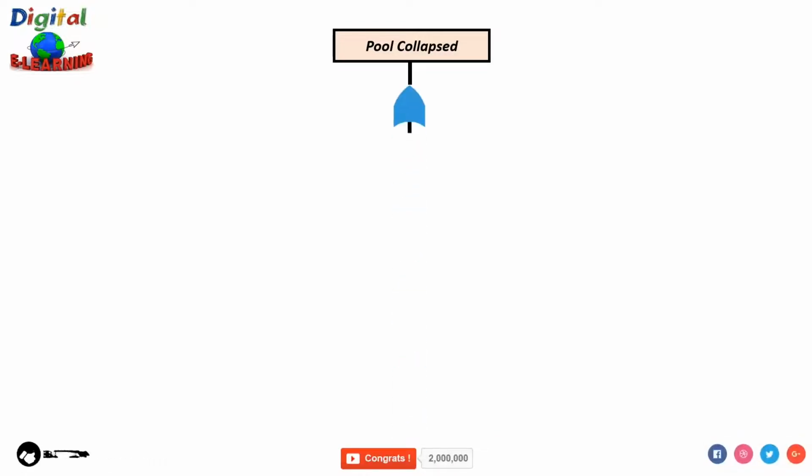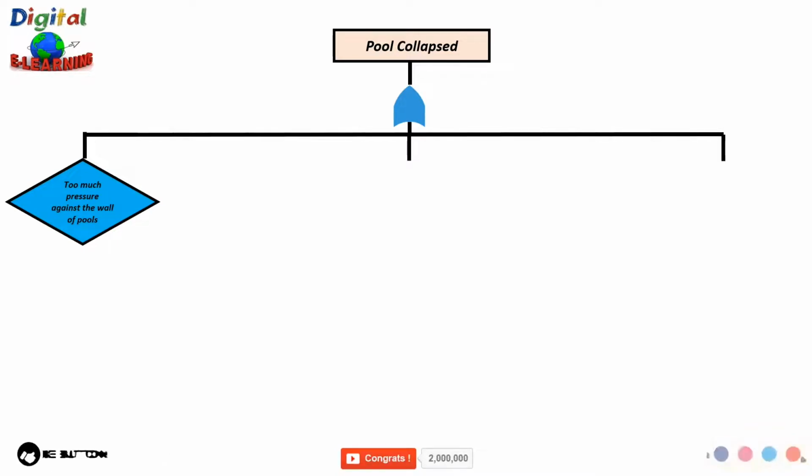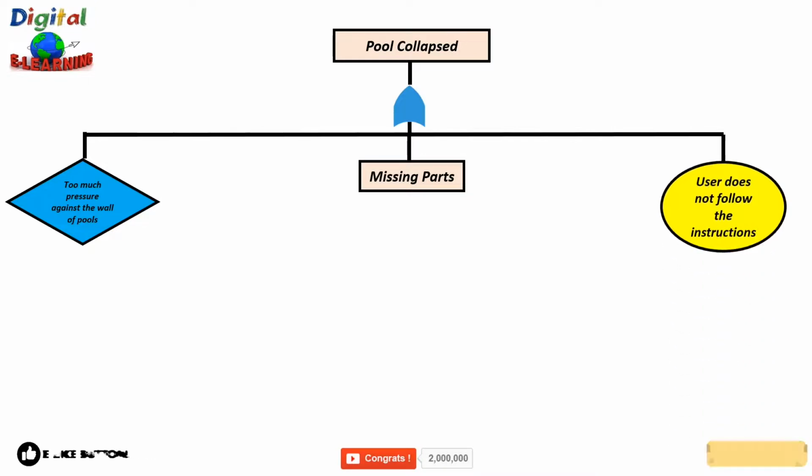And here I'm going to apply an OR gate, and I will have three events here, any one of which could lead to the pool collapse. One is that there is too much pressure against the walls of the pool. I'm not going to develop it further, I will keep it as an undeveloped event. Then missing parts, it could be anything. We will develop it further. And finally, the user does not follow the instructions while using the pool. This could be one of my basic events.